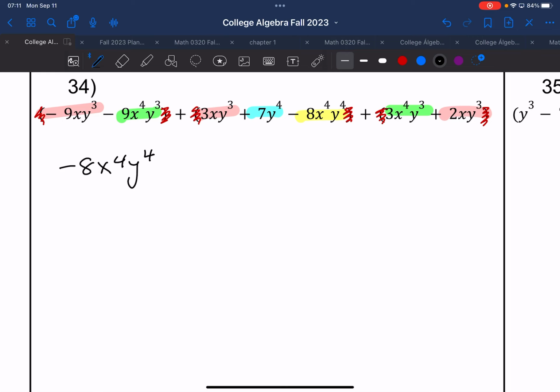I'm going to go ahead and just combine my negative 9x to the fourth y cubed plus my positive 3x to the fourth y cubed, and I get negative 6x to the fourth y cubed. Bring down that plus 7y to the fourth because it's by itself. Okay, so then I have everything highlighted in pink. So negative 9 plus 3 plus 2 is negative 4xy cubed.